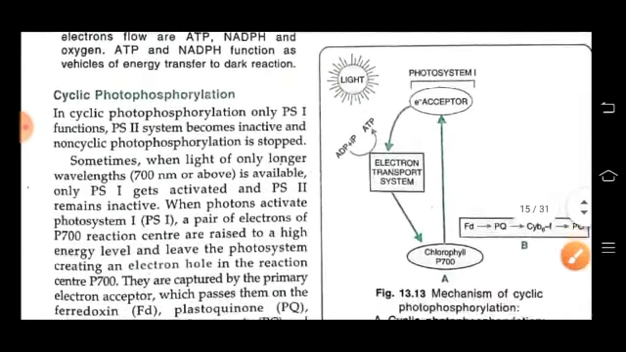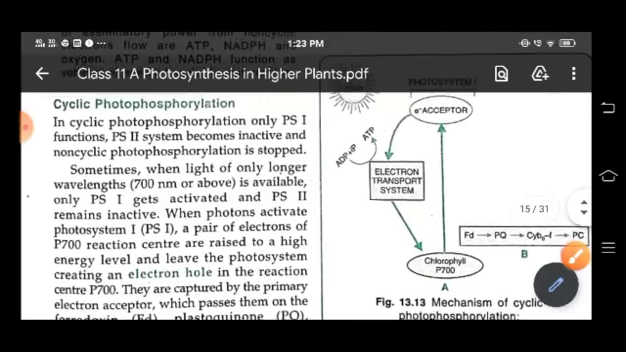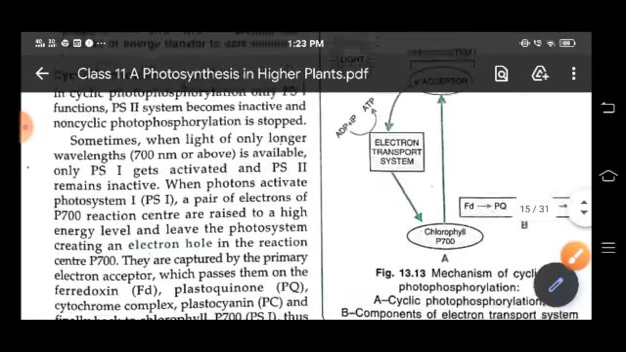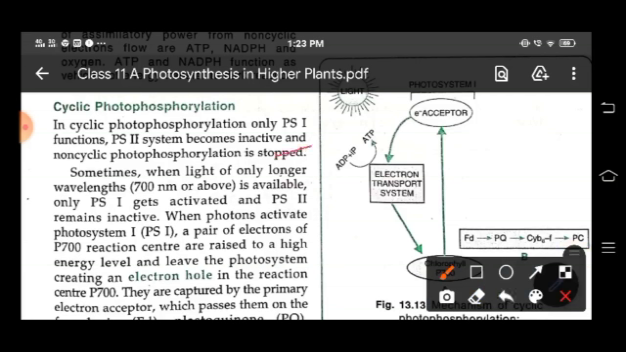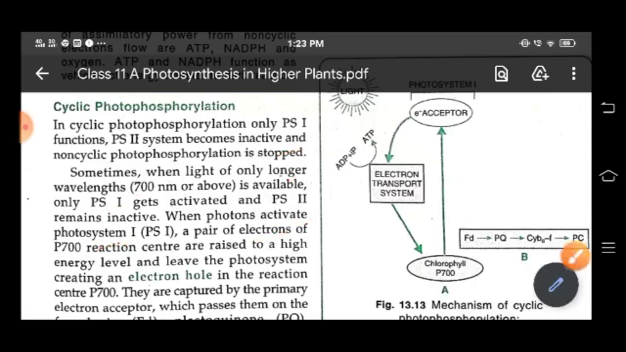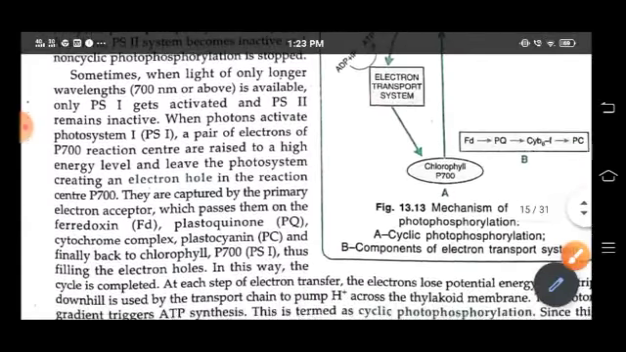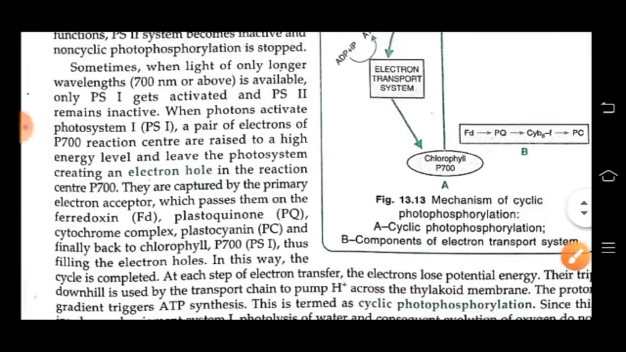Now cyclic photophosphorylation involves only photosystem 1. Photosystem 2 becomes inactive and non-cyclic photophosphorylation is stopped. Sometimes when light of longer wavelength is available, only photosystem 1 gets activated and photosystem 2 remains inactive. Now when photons activate photosystem 1, a pair of electrons of the P700 reaction center are raised to a high energy level and leave the photosystem, creating an electron hole in the reaction center P700.